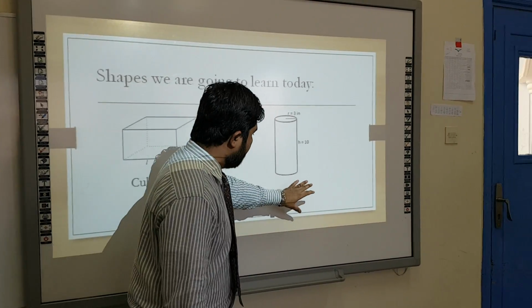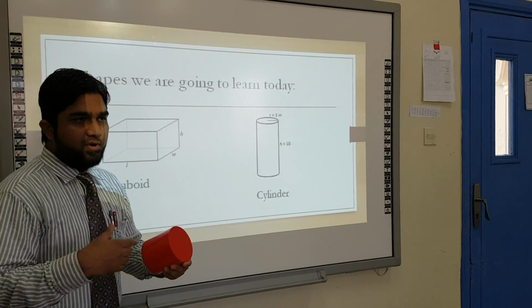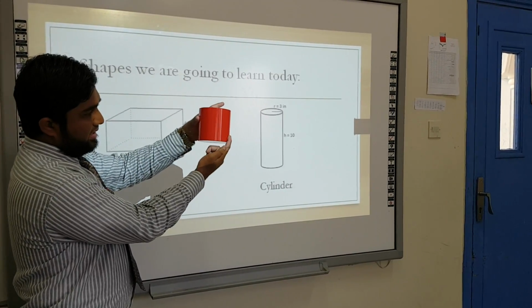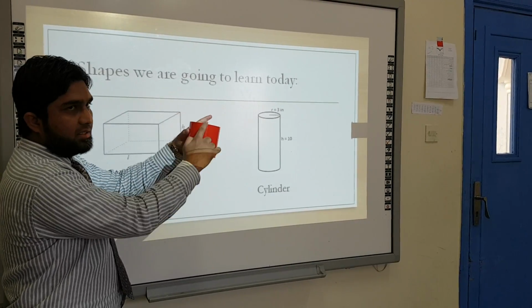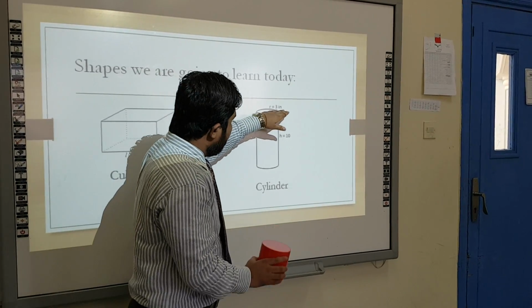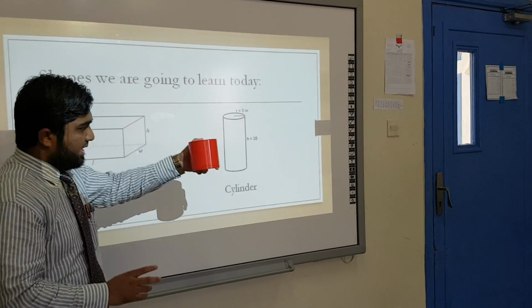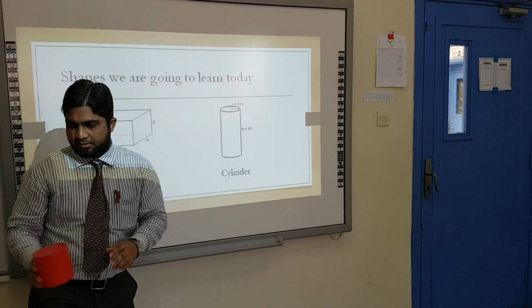And if you see the second figure, that is cylinder, we see this cylinder in everyday life like this. It has a circle at the bottom, a circle at the top, and a height. So if you have the radius of a circle and the height, we can actually find the total surface area and volume of this cylinder.